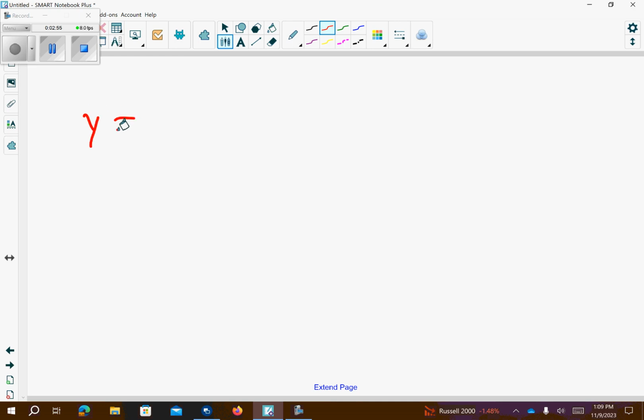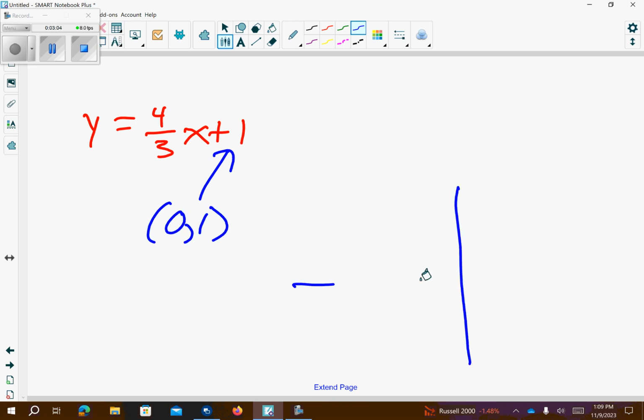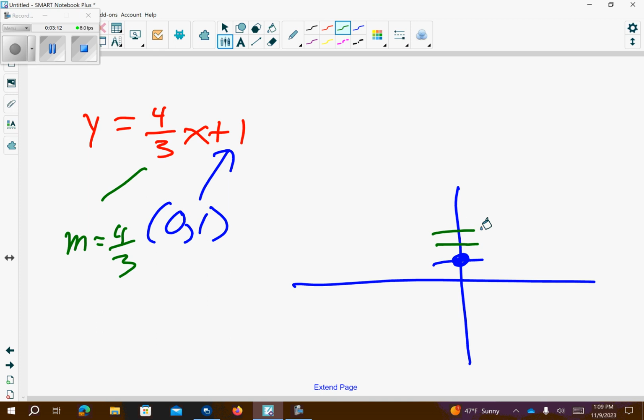Next, I have y equals 4 over 3x plus 1. So my y-intercept is going to be 0, comma 1. Notice the sign did not change. So 0, comma 1 is right there. And my slope is going to be 4 over 3. So I'm going to go up 4, right 3. Looks like that.